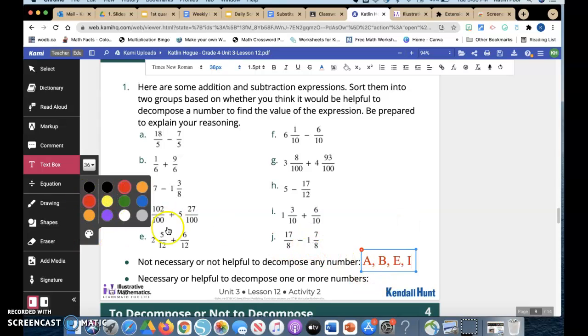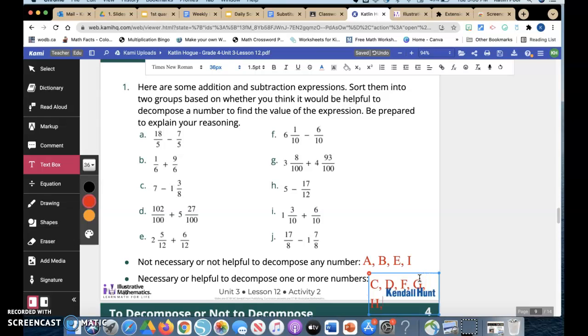So that means all of the rest of these letters, it is going to be necessary to decompose one or more of the numbers. So C, D, F, G, H, and J all need to be decomposed before you're able to completely solve those.